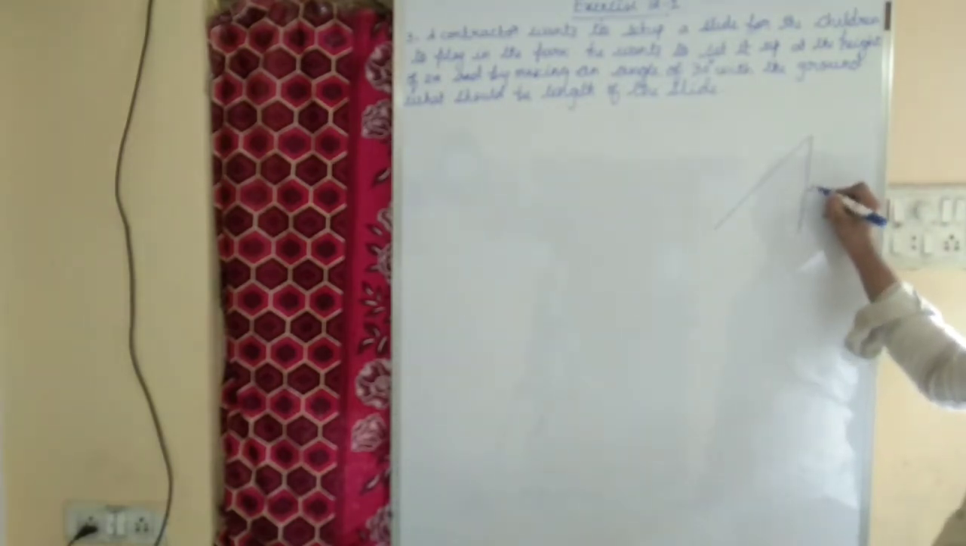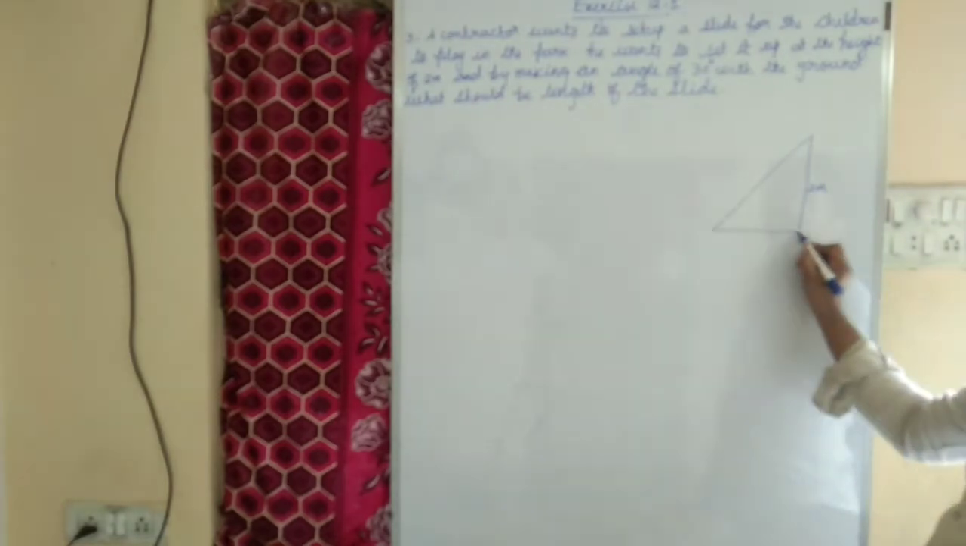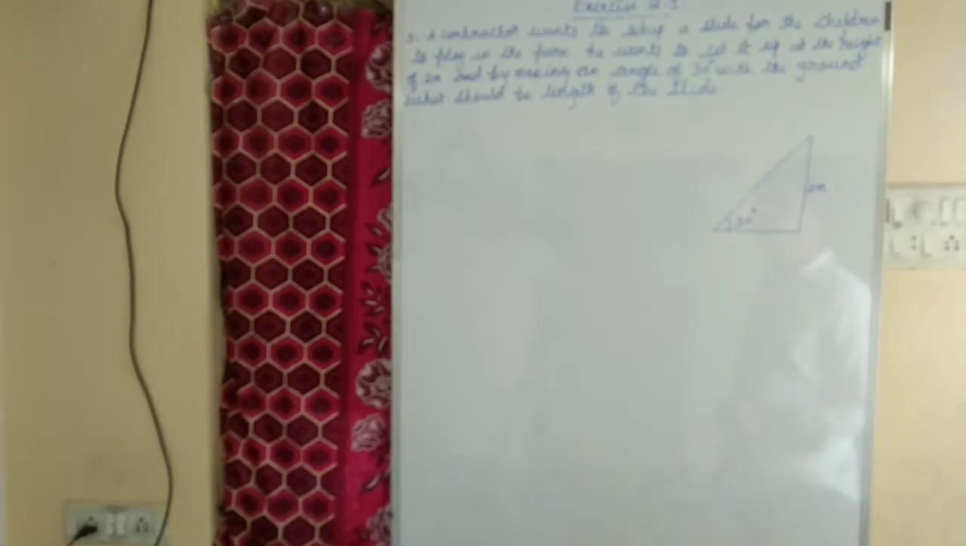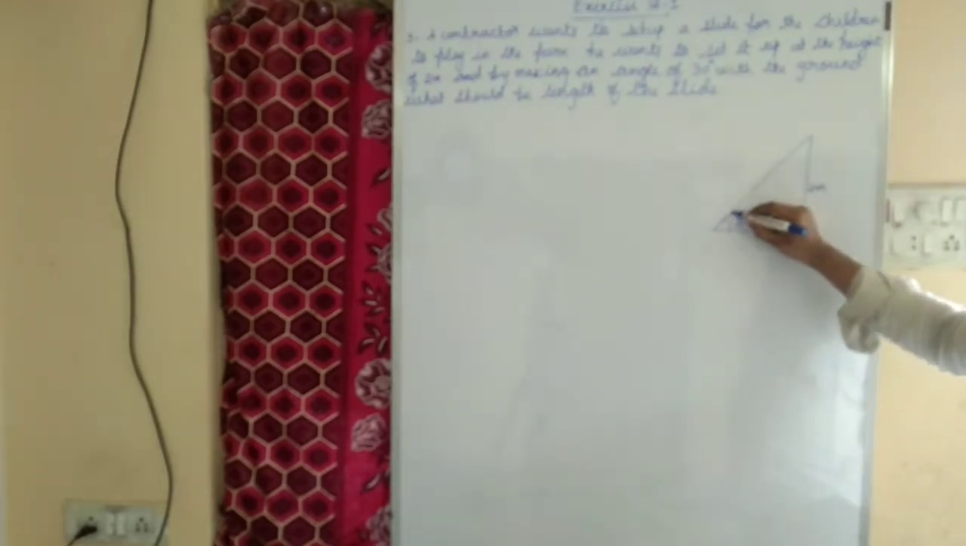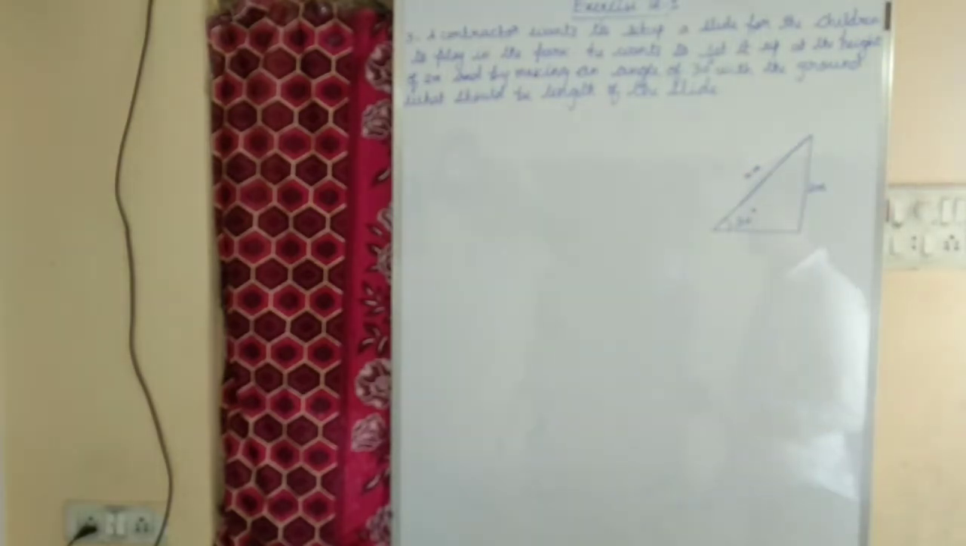At the height of 2 meters and by making an angle of 30 degrees with the ground, what should be the length of the slide? I mean we have to find what should be the length of the slide. Let it be x meters.